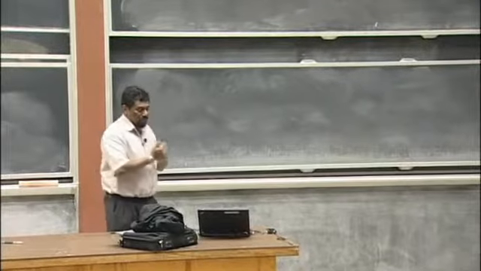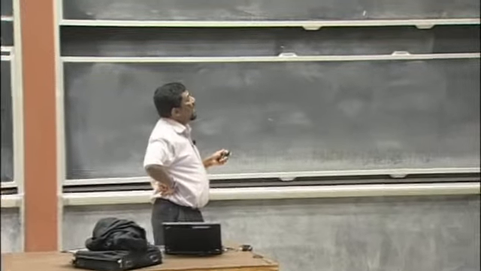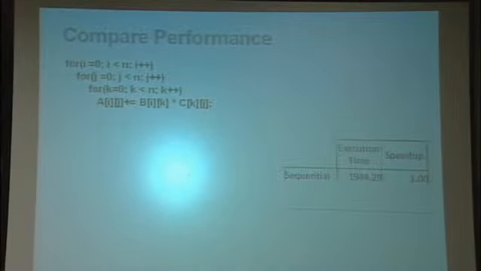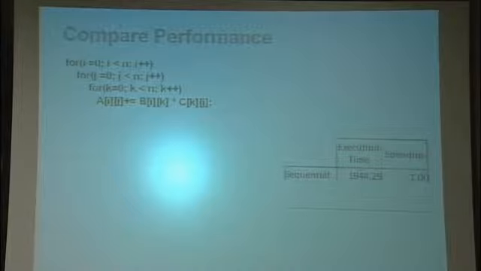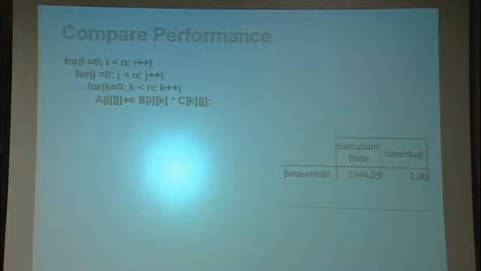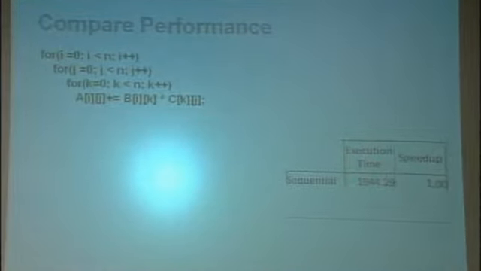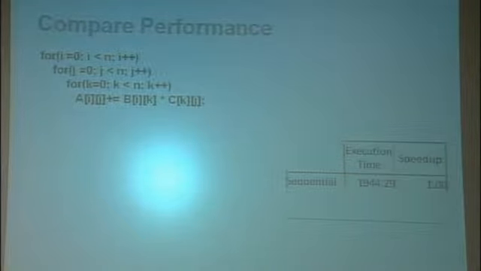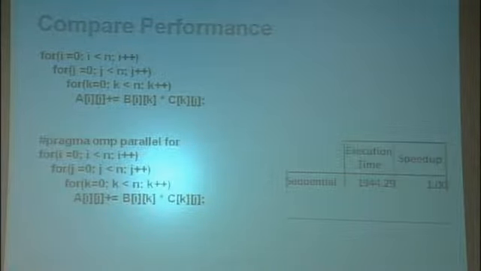So I want to do something. I have this program. This is again your run-of-the-mill matrix multiply. And I ran it sequentially on a single machine, and I got this performance. Then I said, look, I want to parallelize the outer loop. So I parallelize this loop. What should I get?